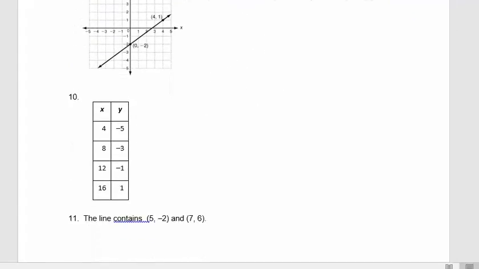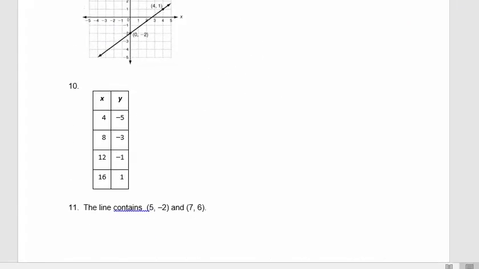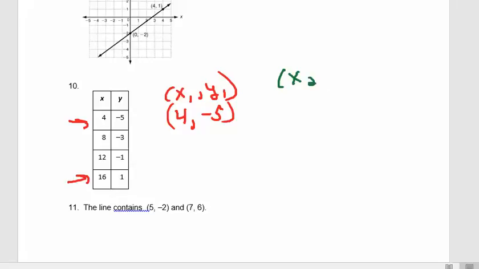From a table, let's look at this. If you are going to find the slope of a line and the points are all in a table, you just pick 2 of these. Maybe I'll pick the first one and the last one. It doesn't really matter. You can pick any 2 points. So I'm going to say that my x1, y1 is the 4, -5. And I'm going to say that x2, y2 is 16, 1. Now you might choose to pick 2 different points.